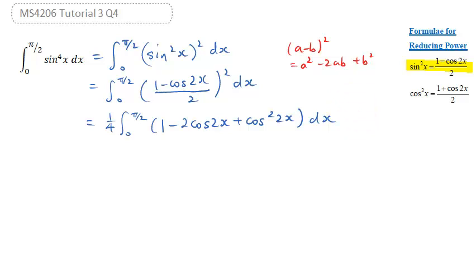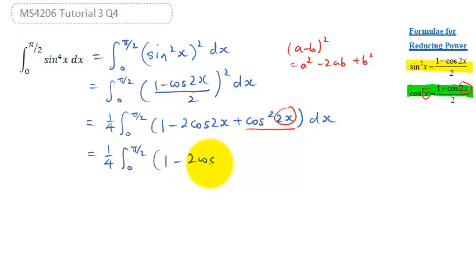So now if you notice, I have another even power of trig. So now I will use this formula. Take note that if I have 2x and then I'm going to replace this by 2x, then this will become 4x. So 1 remains, 2 cosine 2x remain. Cos square 2x, using this formula in green, I have 1 plus cosine 4x over 2.